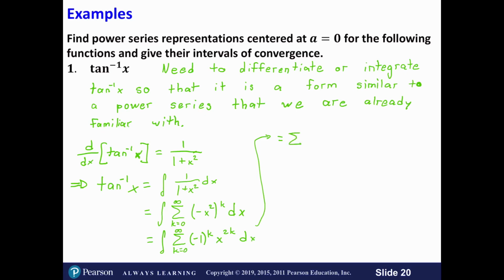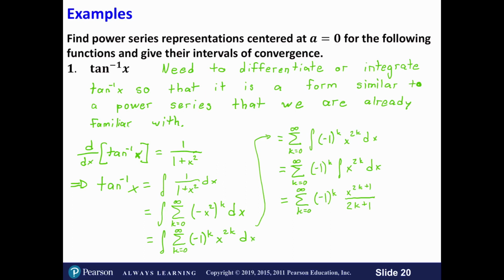We can interchange the sum and the integral. So we get -1 to the k times x to the 2k dx. And one other thing that we can do is move the -1 to the k outside of the integral like this. The reason we can do that is because it does not have an x, and so it is treated as a constant with respect to the integral. And the integral of x to the 2k is x to the 2k plus 1 divided by 2k plus 1. And we can go ahead and say plus c.